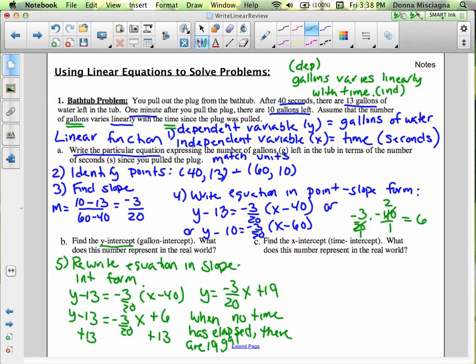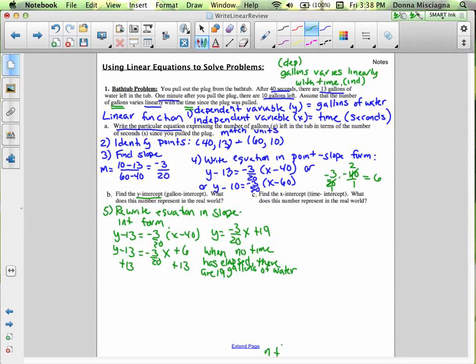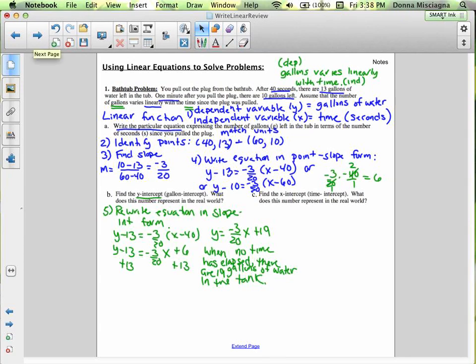19 gallons of water in the tank. I'm bound to hit that extend page. All right, so that's what the y-intercept means. It tells us how much water is in the tank before any time goes by. So there was 19 gallons. That's our y-intercept. So now we're going to find the x-intercept, the time-intercept.